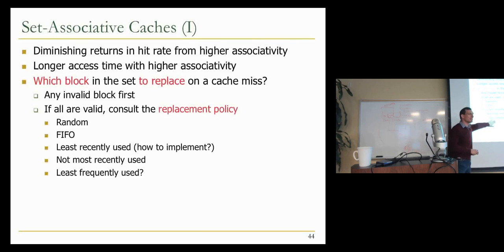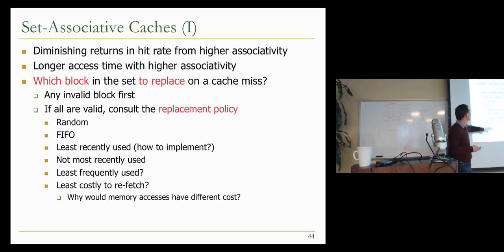Least frequently used is another policy. Again, how to implement this is interesting, because how do you decide what is least frequently used? What kind of time interval do you look at? And what happens if you have used something very, very frequently, and after a point, you stop using it? Your counters have incremented in terms of frequency of use. How do you actually decrement those counters? Other interesting policies, which we will talk about, least costly to refetch. So these all think about reuse, or somehow consider reuse in some way.